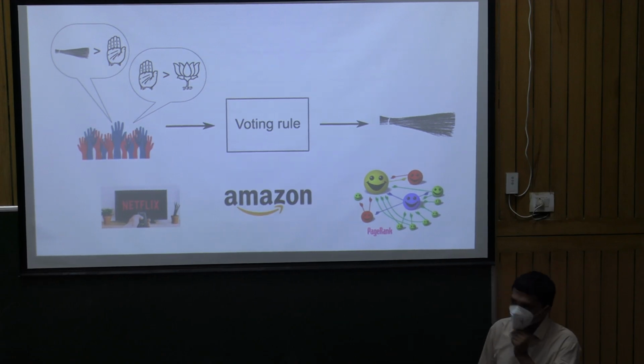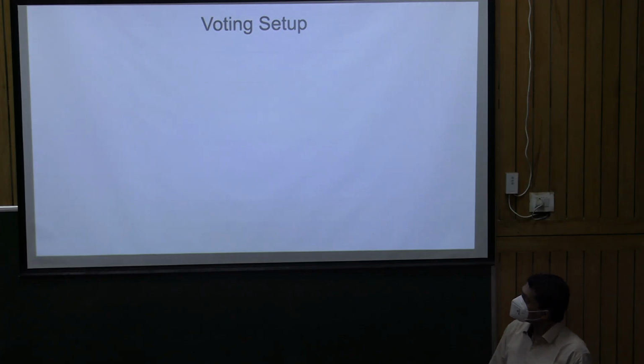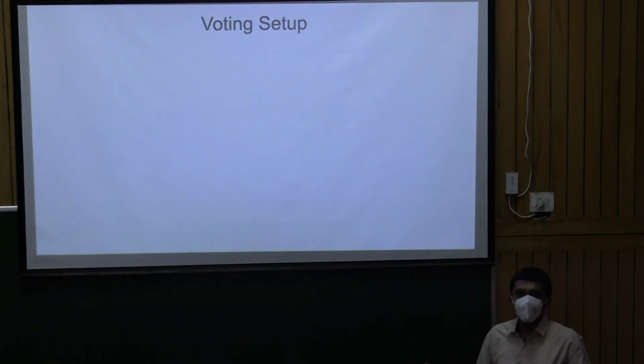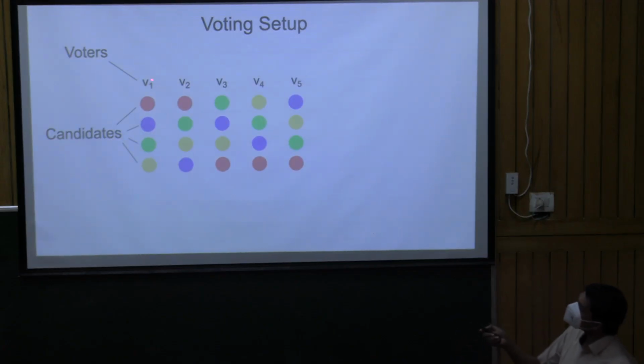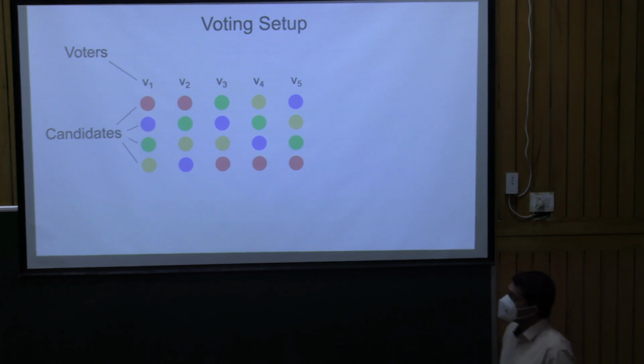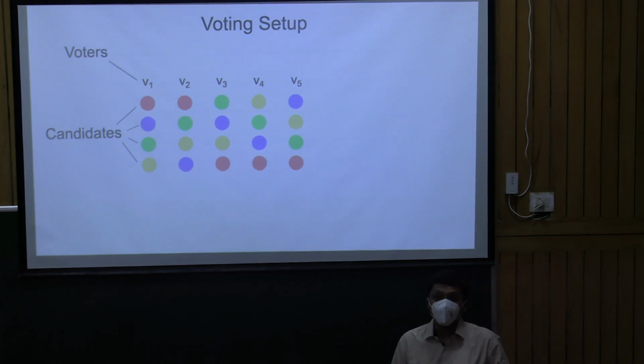Okay, all right. So here's the very cartoon setup, again a very simple setup to start thinking about voting problems. We are going to imagine that there is a bunch of voters, V1, V2 up to V5. So these are 5 voters, and we have a bunch of candidates given by these colored circles here: red, blue, green, and yellow, and every voter has a preference over these candidates.